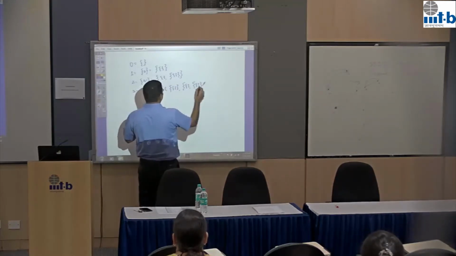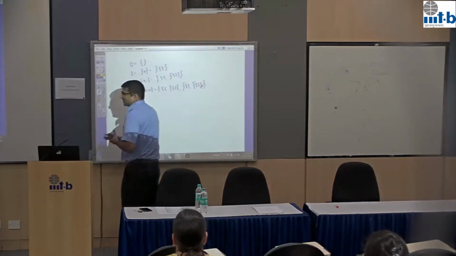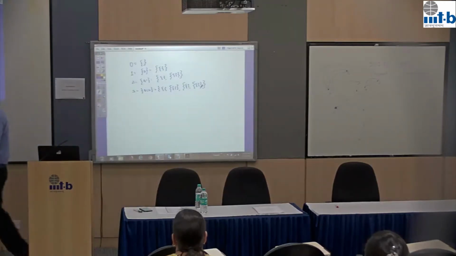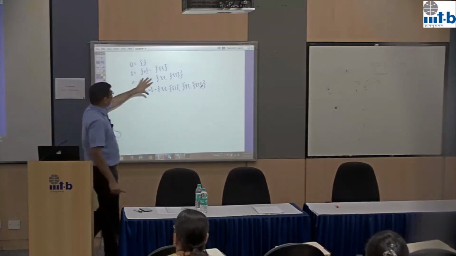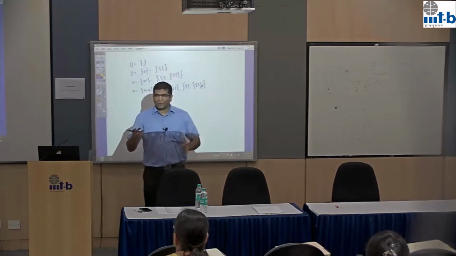I'm losing track of braces. So everything was built from nothing. Everything was built from null sets. And then he came out with a set of set theoretic operations. How do you perform 0 plus 1? How do you perform 1 plus 2 and so on?